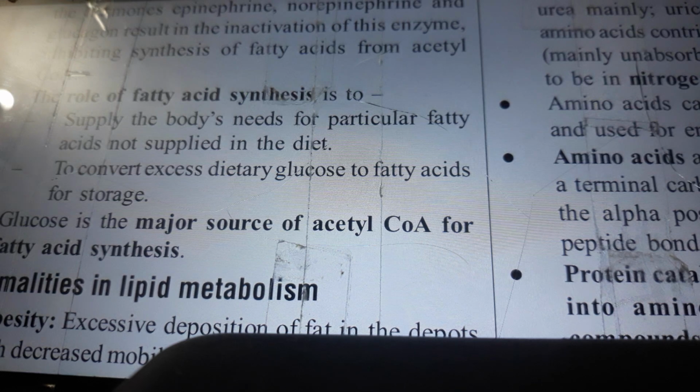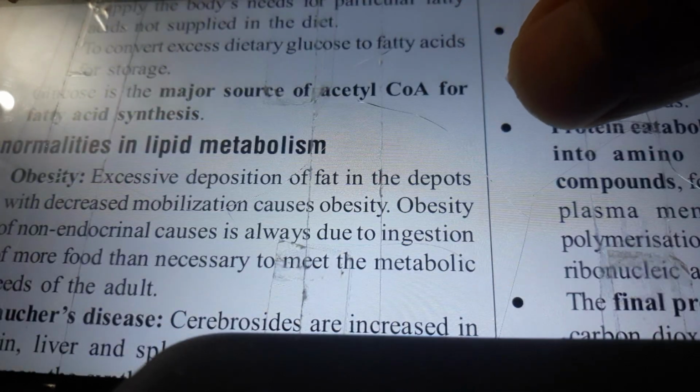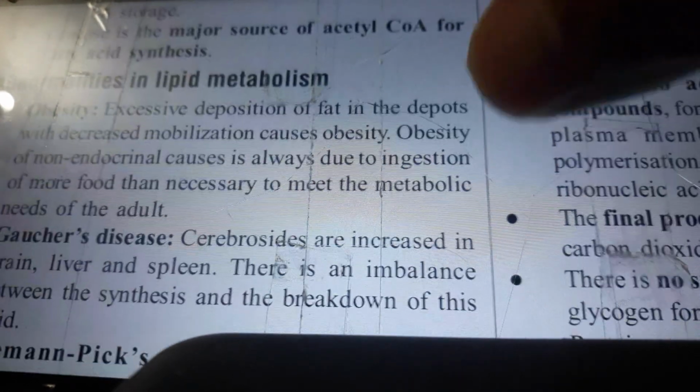The role of fatty acid synthesis is to supply the needs for particular fatty acids not supplied in the diet, to convert excess dietary glucose to fatty acids for storage. Glucose is the major source of acetyl-CoA for fatty acid synthesis.